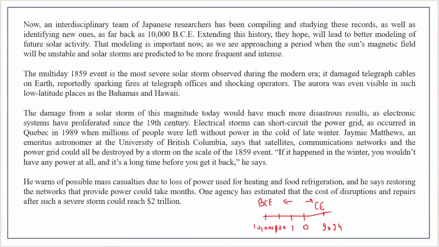1859 वाला storm आ जाए, then it would actually destroy satellites, communication networks, and power grid. Okay, if it happened in the winter, you wouldn't have any power at all, and it's a long time before you get it back, he says. So what Matthews says is, अगर winter में इस तरह का कुछ हो, that solar storm 1859 like event, तो आपकी पूरी electricity चली जाएगी. There will be no power at all, and it will be for a long time. It will take a very long time.